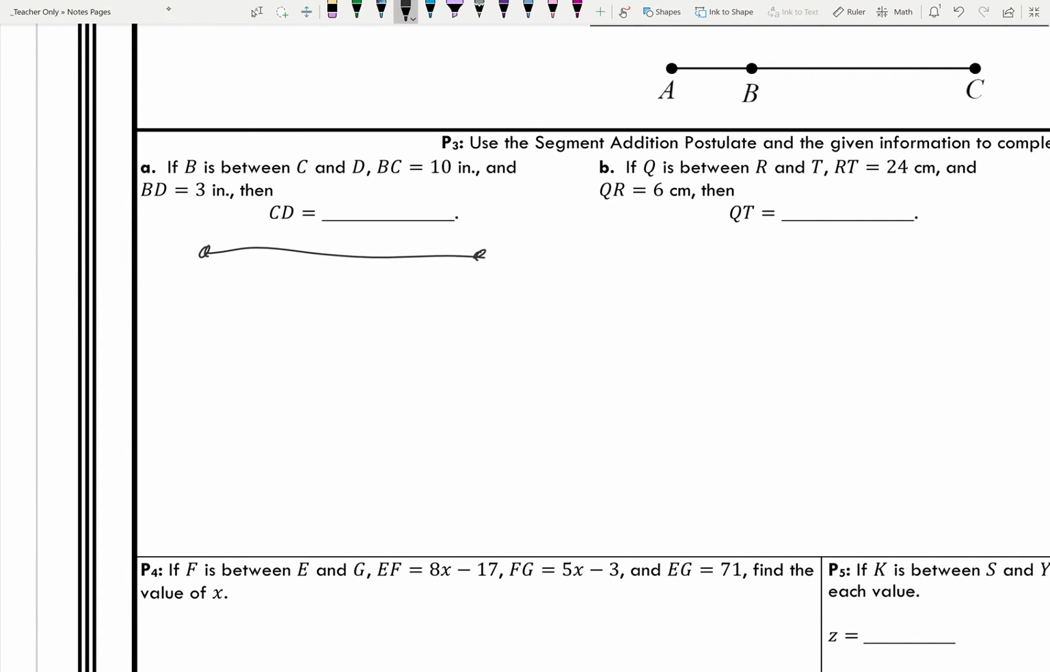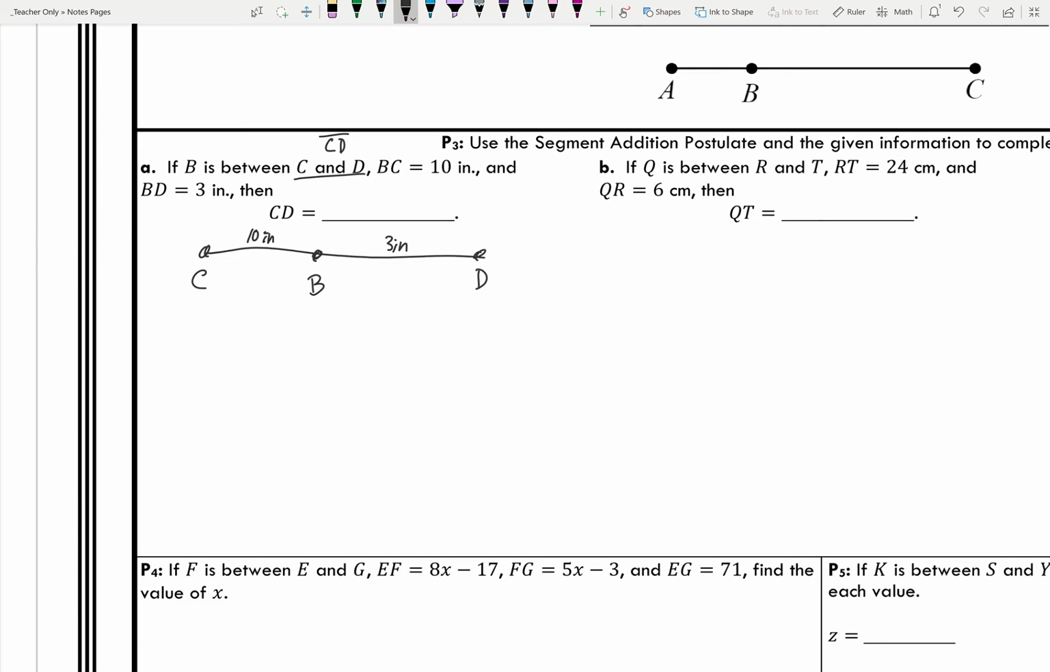So I have that B is between C and D, so that means we have a segment CD is the entire segment. So C, D, and B is in between somewhere. My drawing might not be to scale, so just be warned. I say that BC is 10 inches, so put that here, between B and C. And then BD is 3 inches, put that in between B and D. Okay, so use the segment addition postulate.